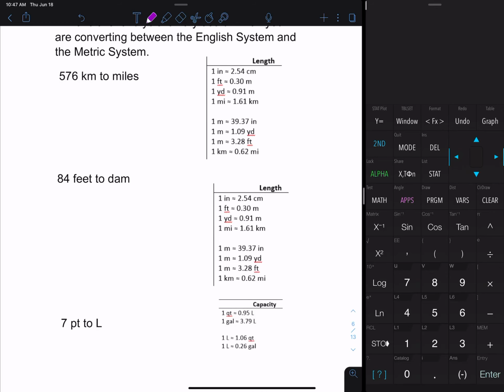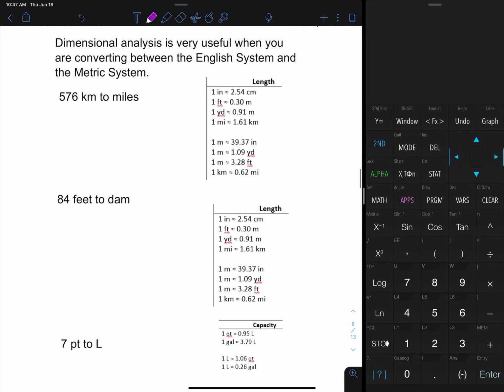Now we're going to look at doing conversions between the English system and the metric system. Sometimes we'll see that dimensional analysis is very useful with going back and forth between the English system and the metric system. But sometimes we'll have to also use that decimal bumping within our metric system.